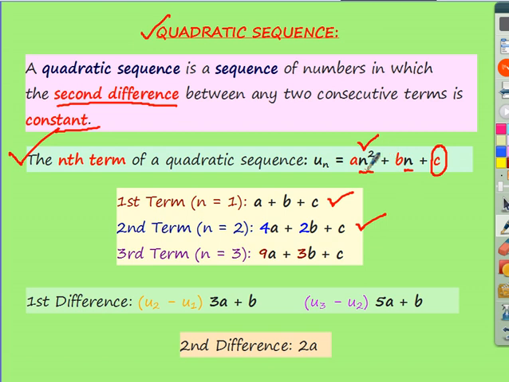When I go for the third term, n equal to 3. So n equal to 3 means 3 squared a, so 9a. Then 3 into b, plus c. So this is your third term.